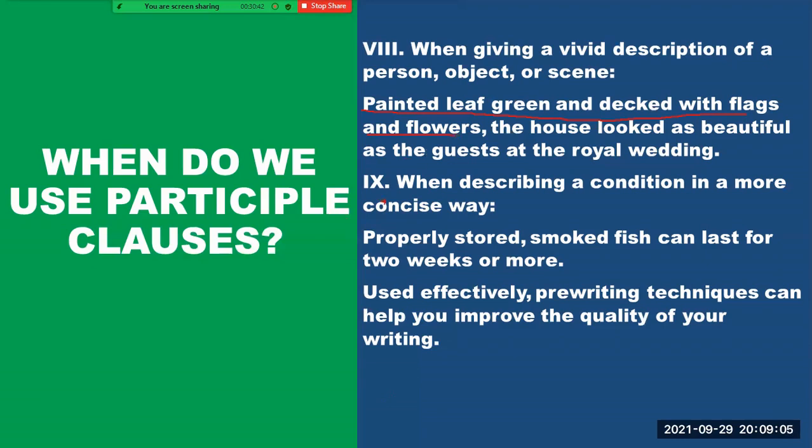Now, the next one is when describing a condition in a more concise manner. We want to describe a condition. For example, properly stored smoked fish can last for 2 weeks or more. Now, the participle clause here is properly stored. In other words, when properly stored, or if you properly store smoked fish, it can last for 2 weeks or more. So we present it in a more concise manner by simply using a participle clause.